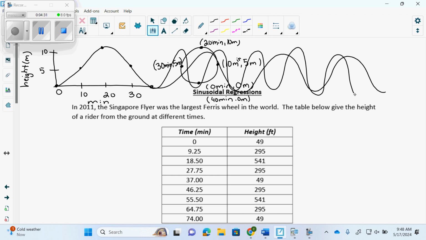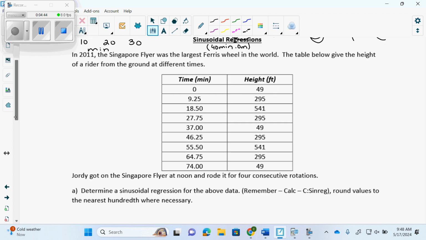Okay? All right. So we typed this all in, this actual thing, and it says, in 2011, the Singapore Flyer was the largest Ferris wheel in the world. The table below gives the height of a rider from the ground at different times. So this is the Singapore Flyer. We put that in. Jordy got on the Singapore Flyer at noon. So he got on it at noon and rode it for 4 consecutive rotations. Okay? So if he got on at the bottom, that would be 1 rotation, correct? Go back down to the bottom.